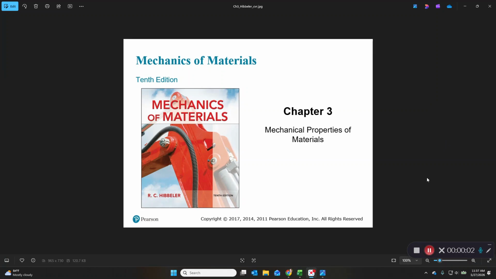This is Professor Doug, and we are going to delve into Chapter 3 of Hibbeler's Mechanics of Materials. This chapter deals with mechanical properties of materials, and we will begin with a classic stress-strain diagram, and then we will solve other problems, all using Excel in this module, and show you that Excel can be very useful for solving stress and strain types of problems in mechanics of materials.